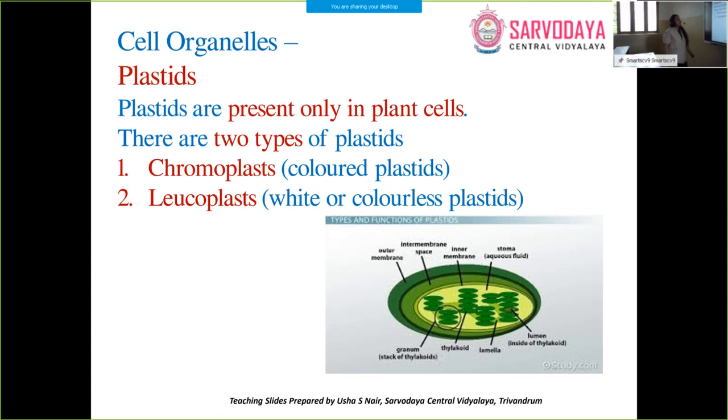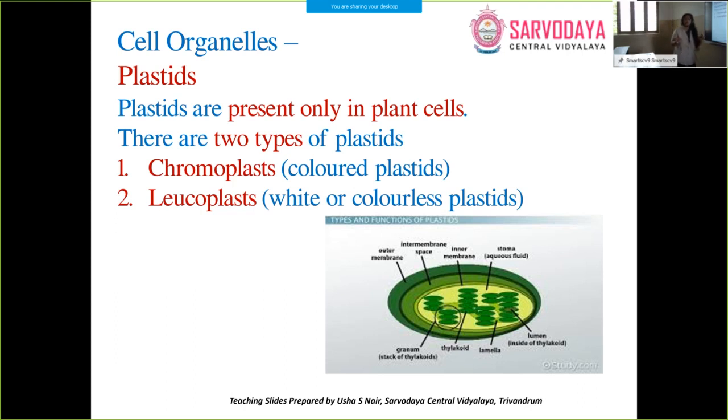Now we have, I'm sure you must have already read, plastids. We very well know, since last year, that plastids are only present in plant cells. They are absent in animal cells. When we write the difference, the first thing we will say is plastids are present in plant cells but absent in animal cells.